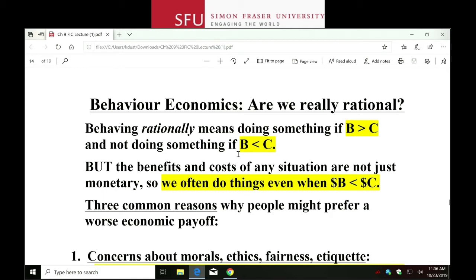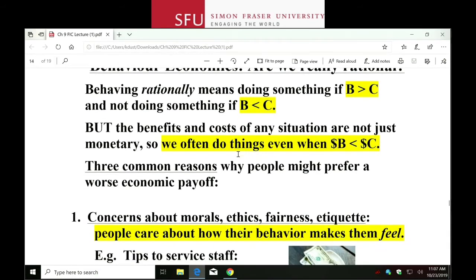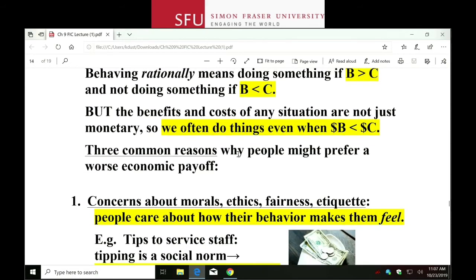Okay, so some examples. So first example. Okay, so people care about how their behavior makes them feel.